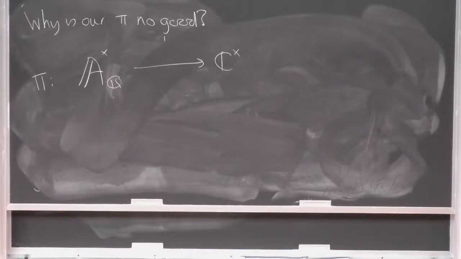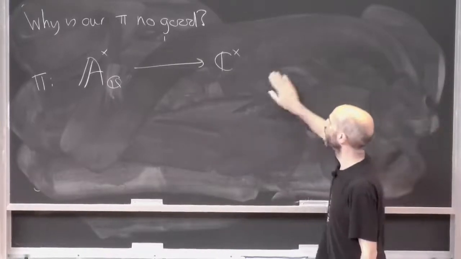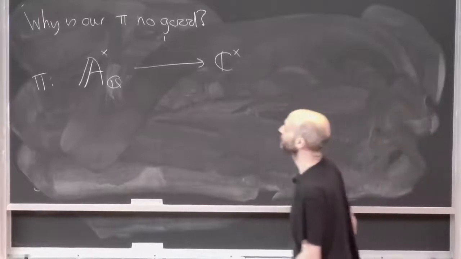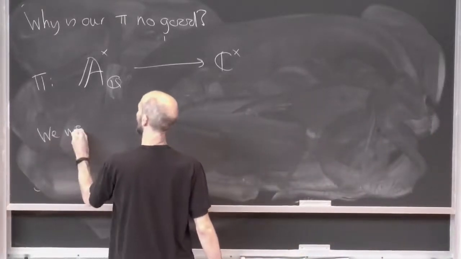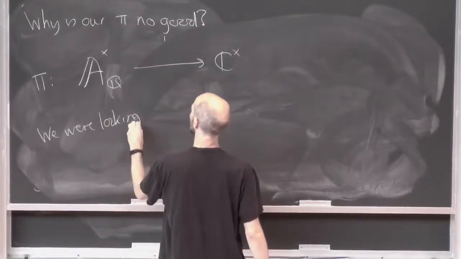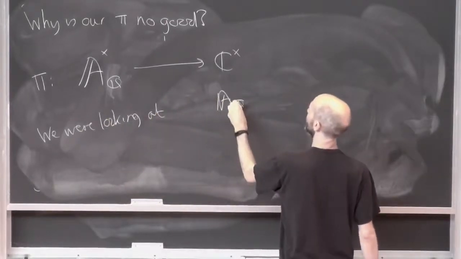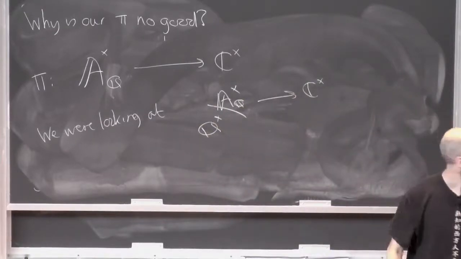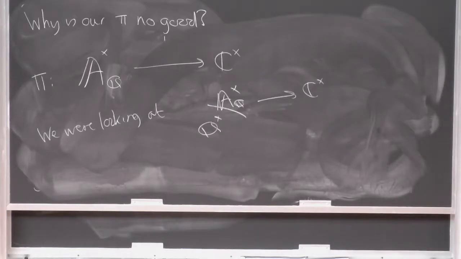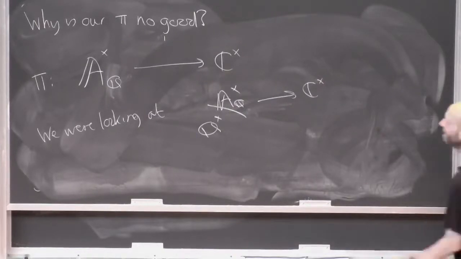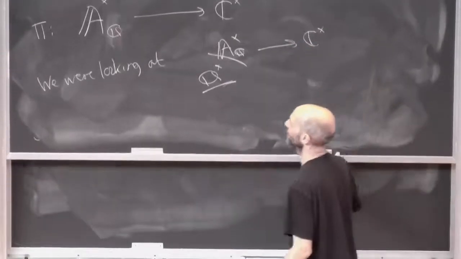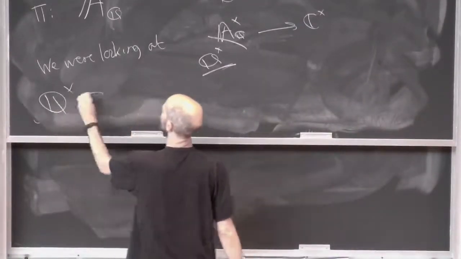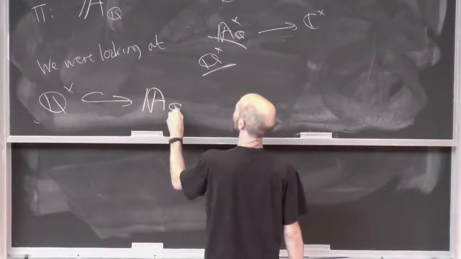And if you think about it, what were we doing yesterday and the day before? That's not what we were looking at, right? We were looking at something else. We were looking at pi from A_Q star over Q star to C star. There's some subtlety that we've missed. We built a random one-dimensional representation of the adeles, but there's something wrong with that representation. There's this Q star, right? So Q star embeds diagonally into A_Q star, right?